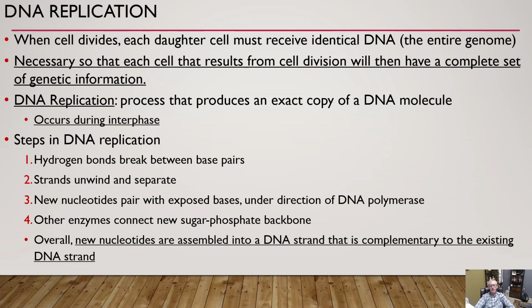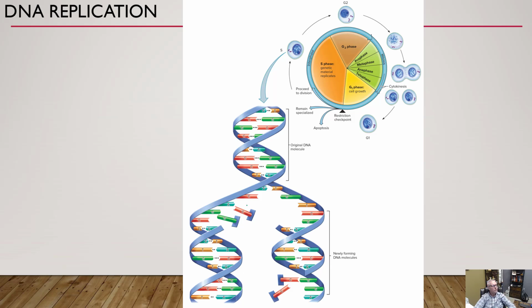Then those new nucleotides are going to pair up with the exposed bases. The original A will pair up with a new T. We have this enzyme called DNA polymerase, and then we have other enzymes that will connect this new sugar backbone. Eventually, new nucleotides are assembled into a DNA strand that is complementary to the original DNA strand. So you can see here that we have the hydrogen bonds. Eventually, they're broken up, and the space gets wider, farther apart.